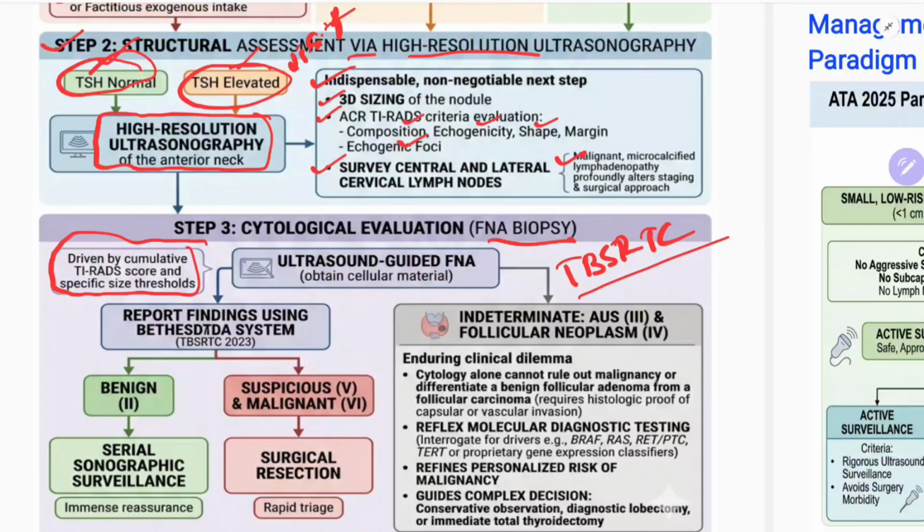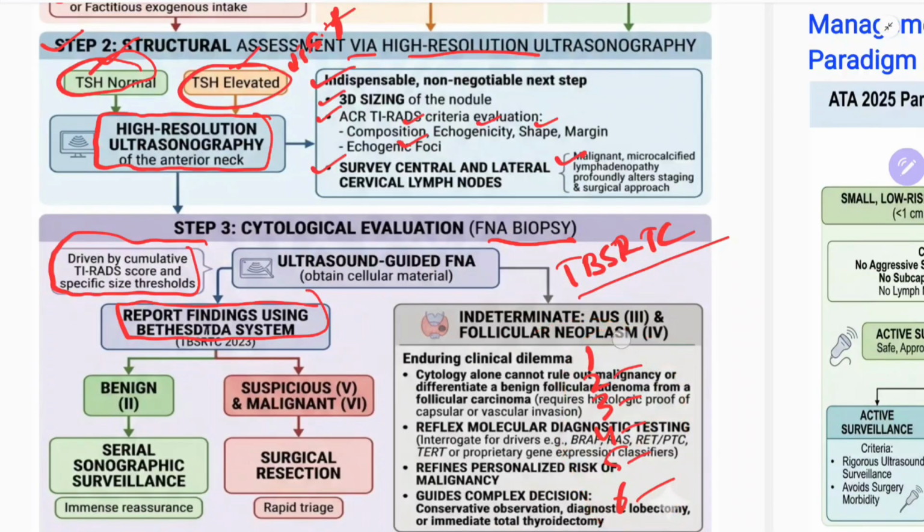Now you have the Bethesda system, TBS RTC. According to TBS RTC 2023, it has 6 categories: 1, 2, 3, 4, 5, 6. 1 is nondiagnostic, 2 is benign, 3 is AUS. AUS is atypia of unknown significance. 4th is follicular neoplasm. 5 is suspicious for malignancy. 6 is malignancy. So 6 grades are there according to the cytology.